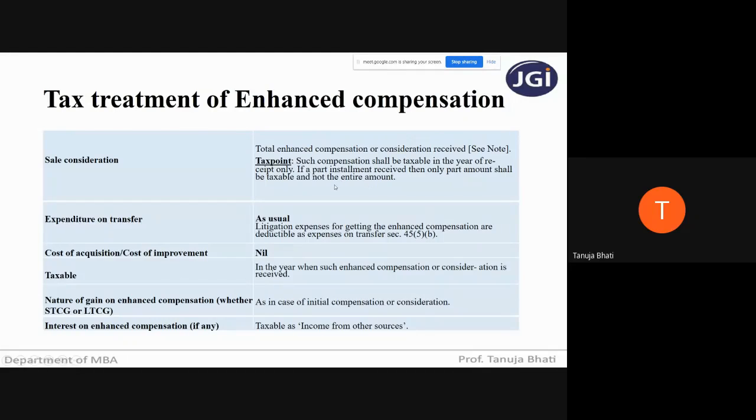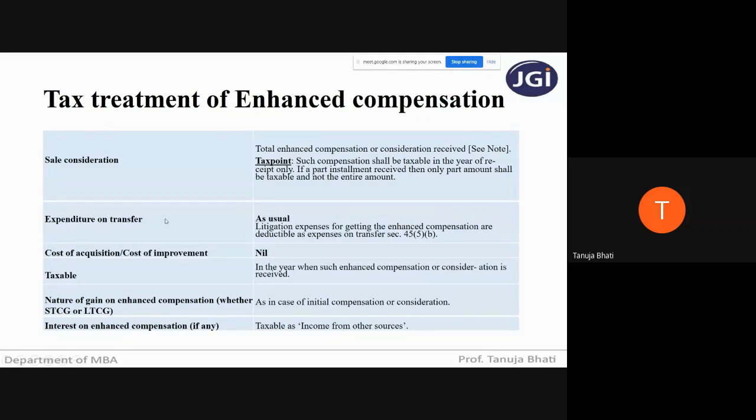So enhanced compensation will be taxable only in that year where you are receiving the extra 4 lakh rupees. So you cannot tax it in the year when you're receiving the initial compensation. So remember students, enhanced compensation is taxable only in that year when you're receiving such extra compensation. And suppose out of 4 lakh, they are giving you 2 lakh in a particular year and 2 lakh in the next year, so accordingly you have to tax it in part in that particular year.